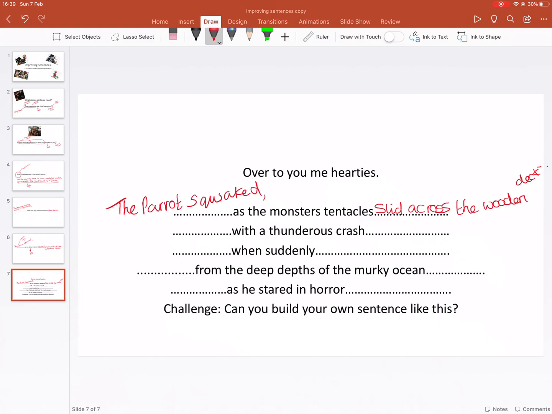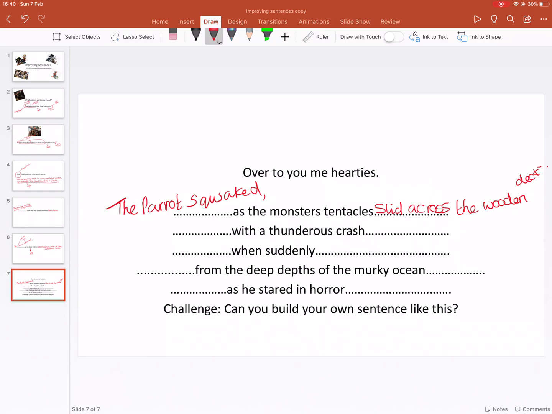Now your next one is with a thunderous crash. Could be just then, with a thunderous crash. And you have to put the other part in. When suddenly, what could we put for that? The crew scrambled for cover when suddenly, what happens? So you've got there, as the monster's tentacles, with a thunderous crash, when suddenly, from the deep depths of the murky ocean, as he stared in horror.